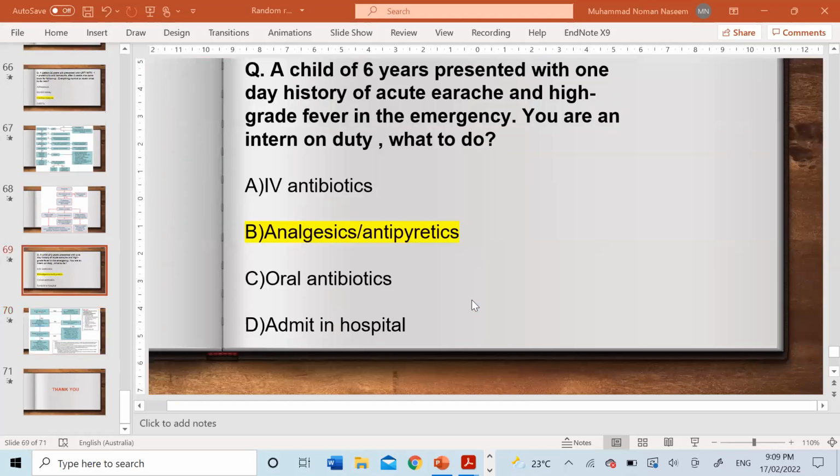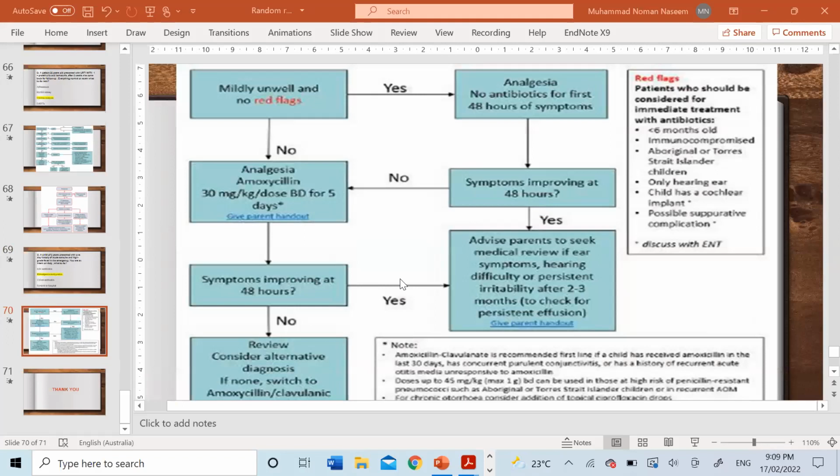Clear, guys? That is how you treat acute otitis media. If it is suppurative, start the antibiotics right away. If it is a child less than 6 months, if it is an immunocompromised child, if a child belongs to Aboriginal or Torres Strait Islander, if you suspect that the child has only a single healthy ear, or if a child is having some implant inside the ear, then start antibiotics right away.